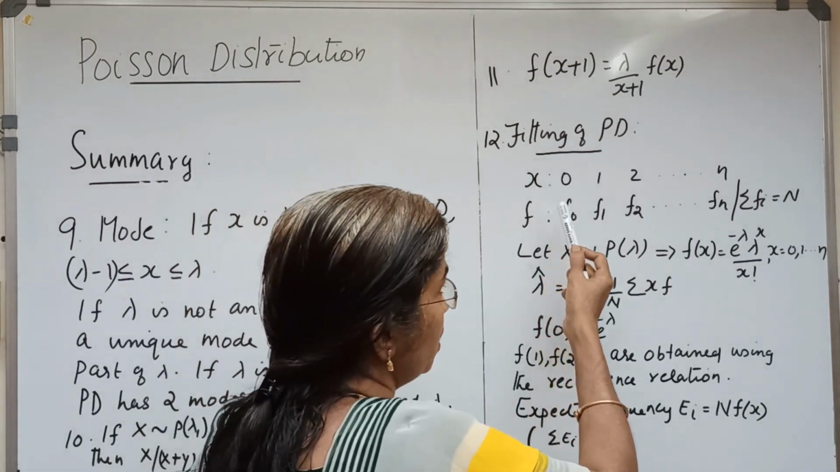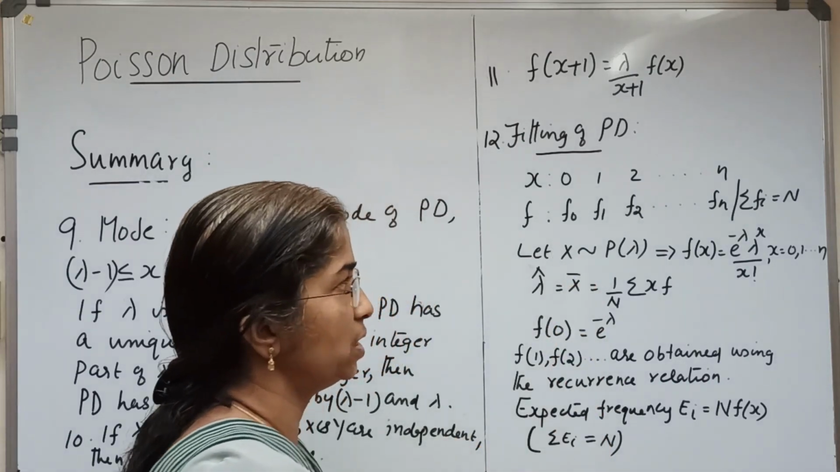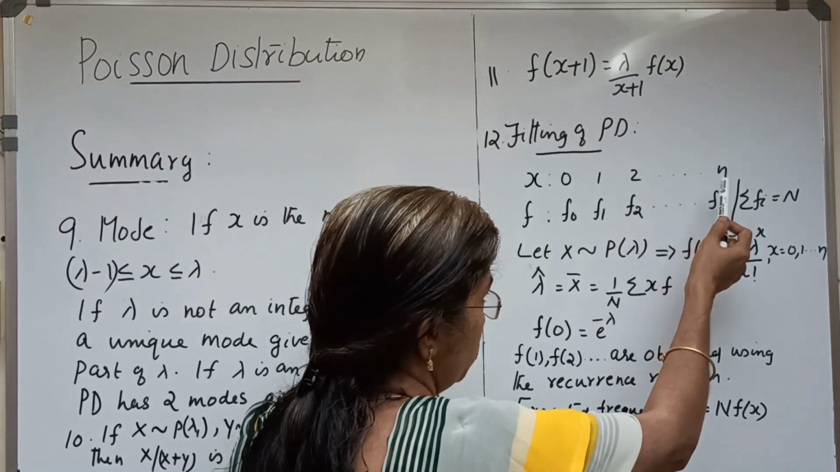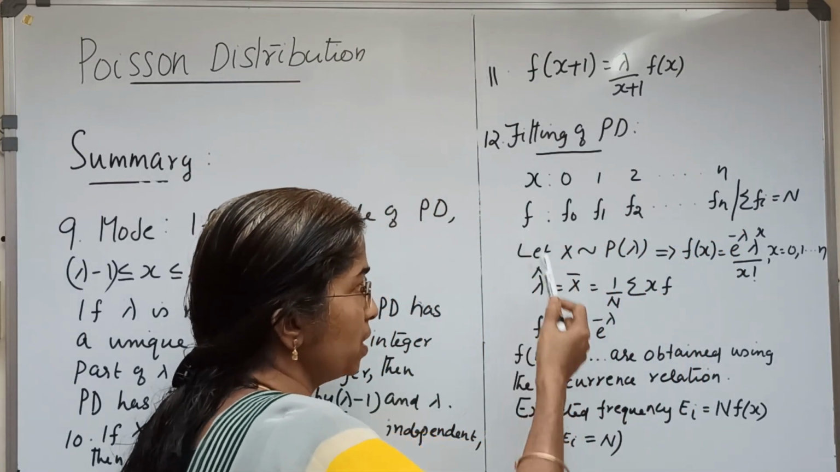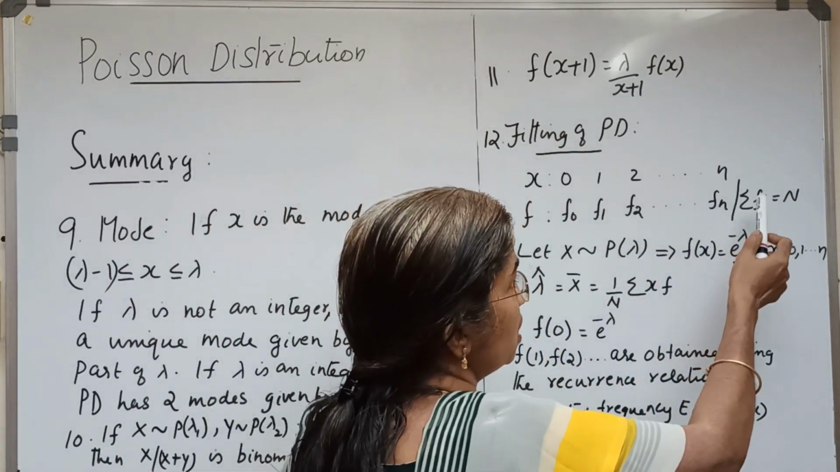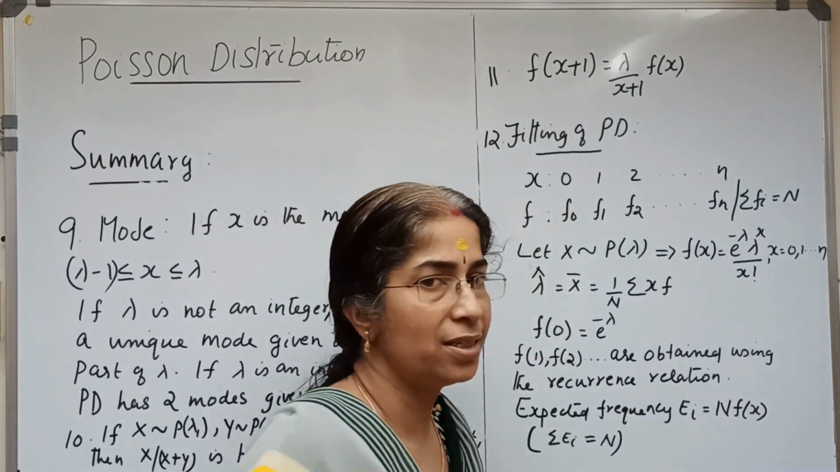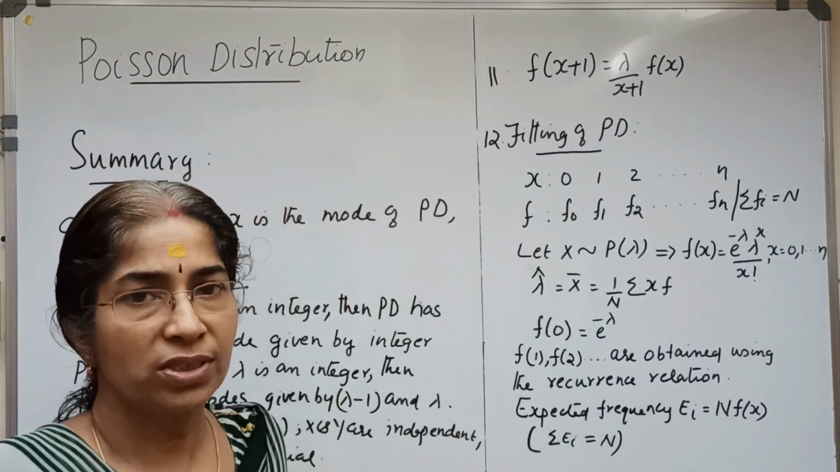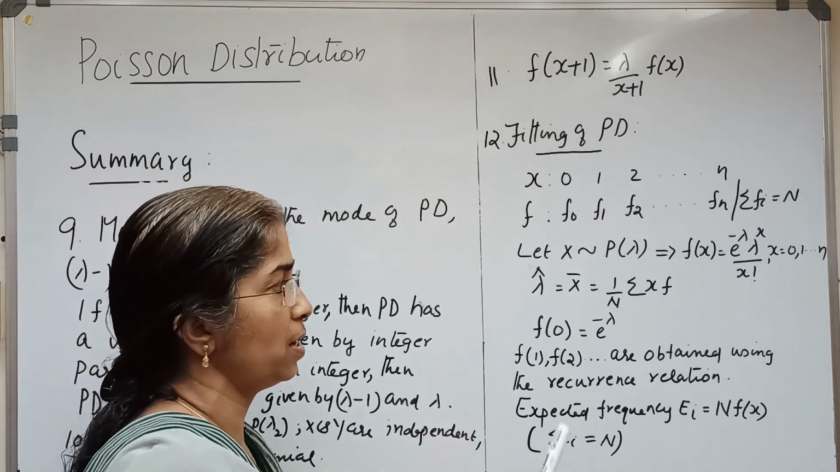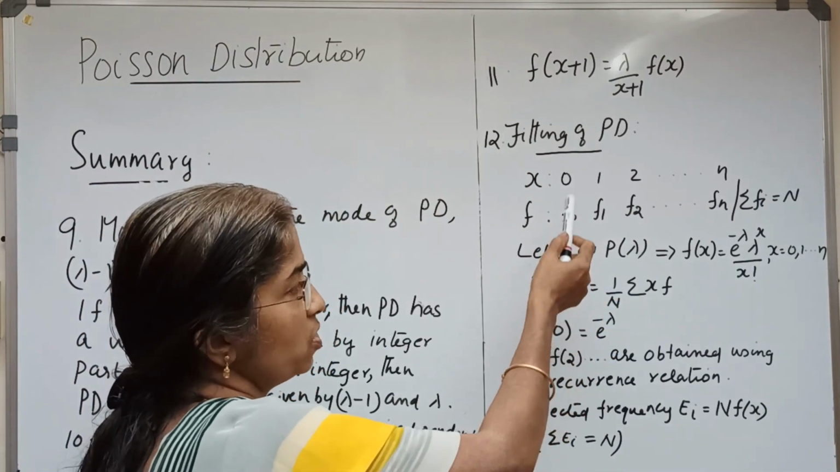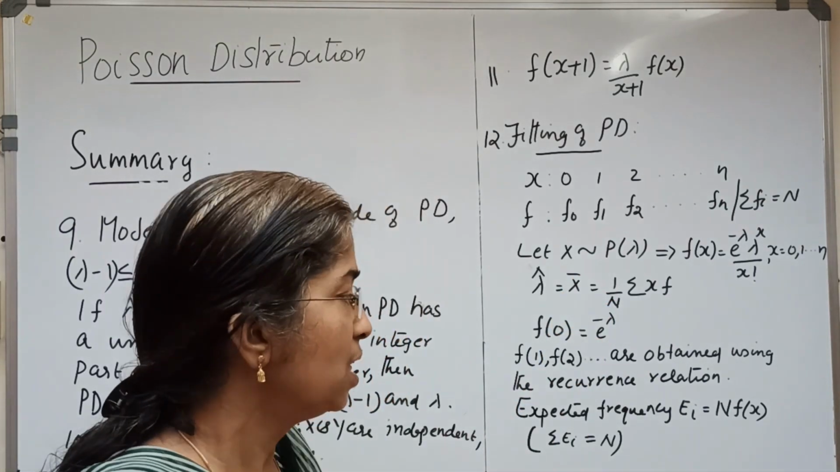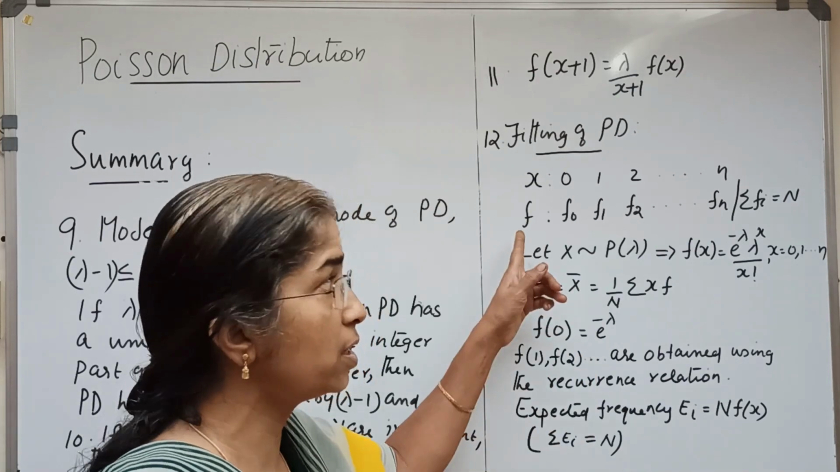Suppose we are given a frequency distribution for which x takes values 0, 1, etc. to n, and the frequencies are f0, f1, f2, etc. fn, such that sigma fi equal to capital N, the total frequency. Now, fitting of Poisson distribution is the process of estimation of the parameter lambda of Poisson distribution using the given data and obtaining the theoretical frequencies using the Poisson distribution for the given data.